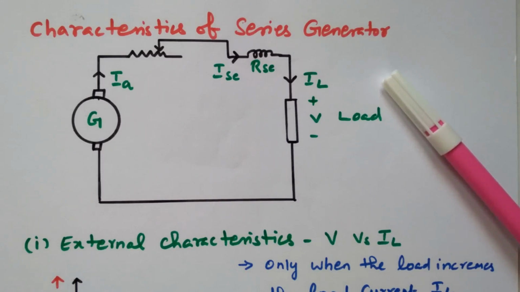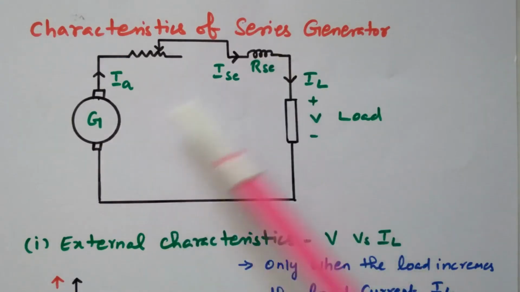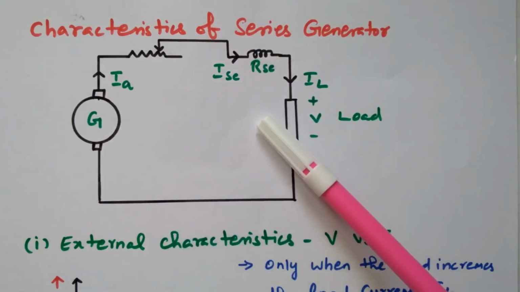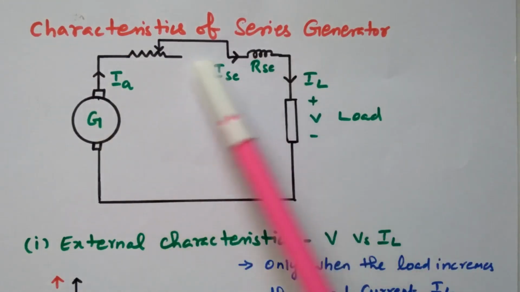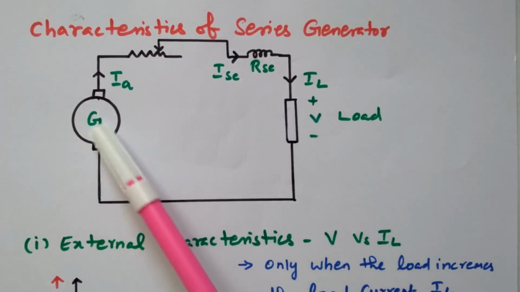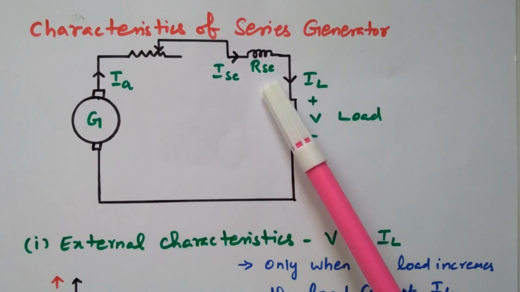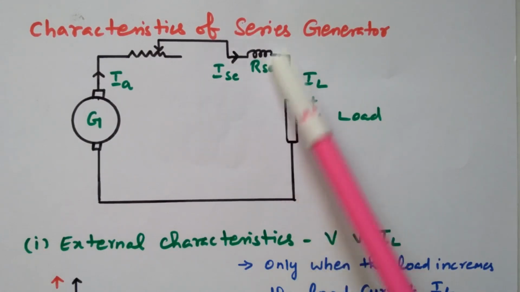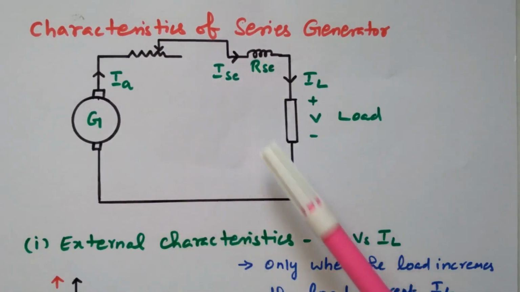Again there are three types available: shunt generator, series generator and compound generator. According to how the armature and field are connected, it is classified. If it is a series generator, the armature and field are connected in series, right? The armature is nothing but the rotating part, where the coils are available. This is the field, the stationary part, where the magnetic field is created. Both are connected in series, that's why it is called a series generator.